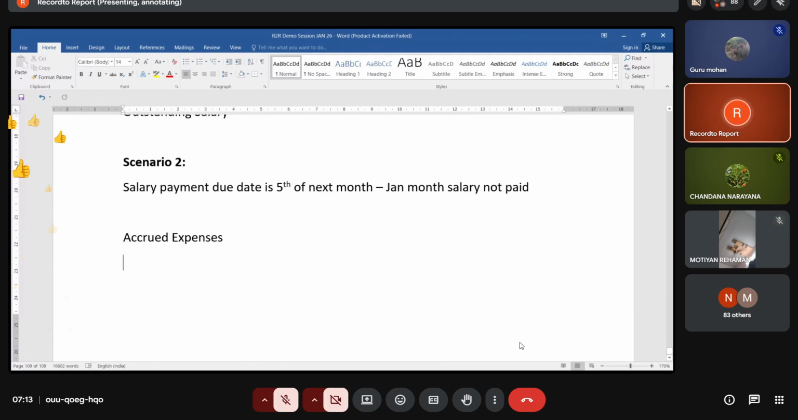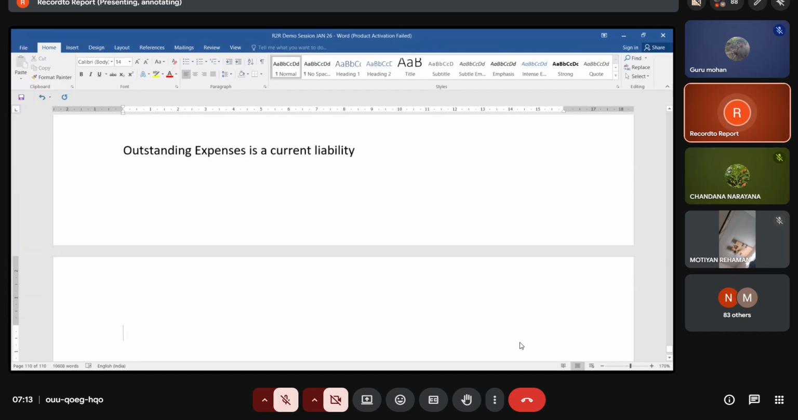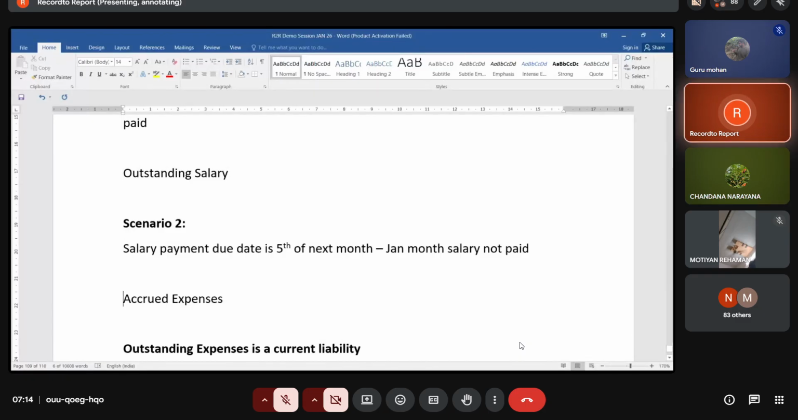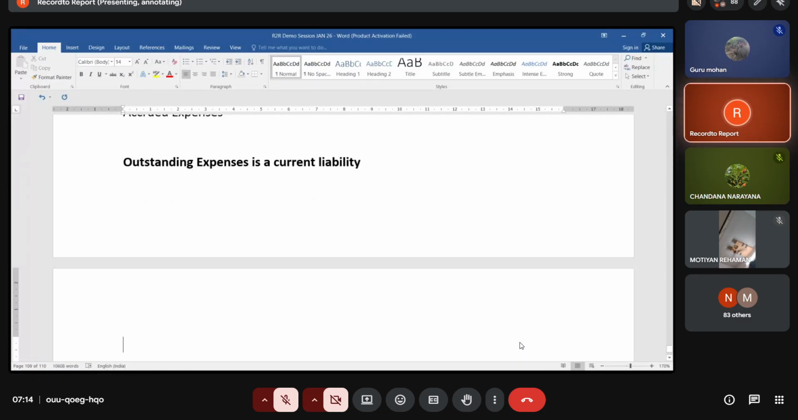See, before stepping into the journal entry: outstanding expenses is a current liability. What is the meaning of current liability, guys? The liability which the company has to pay within a year. That is the reason we are treating this as outstanding expenses.